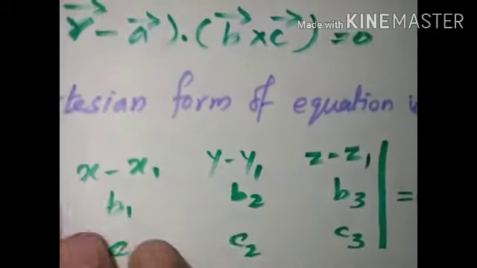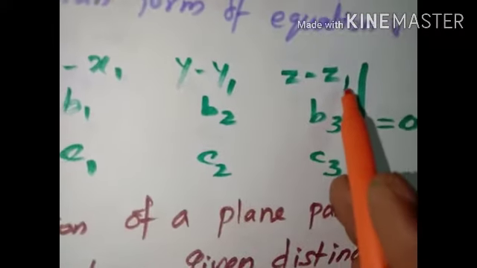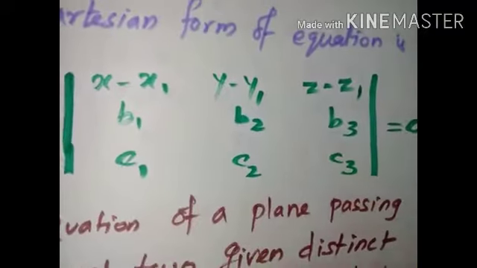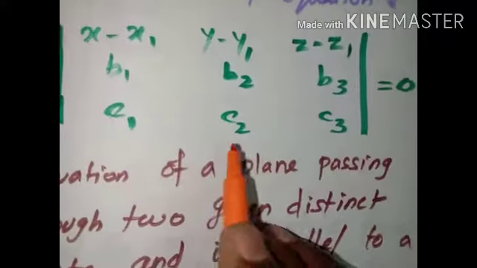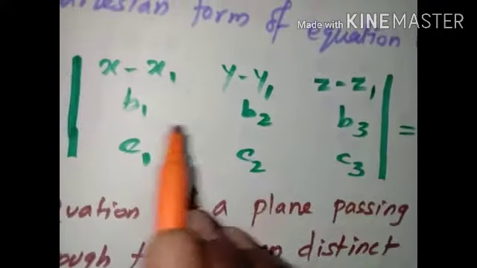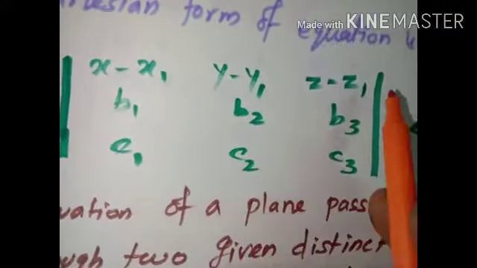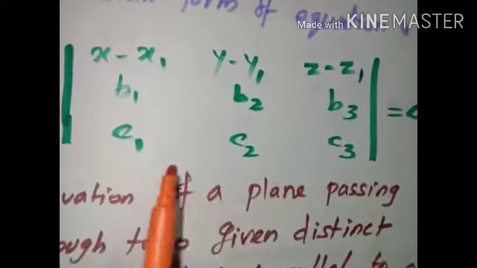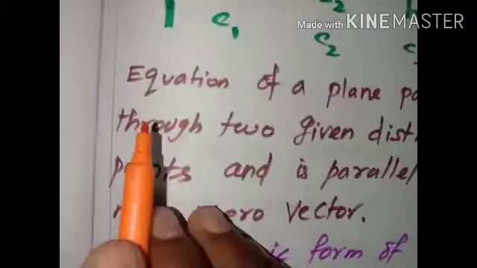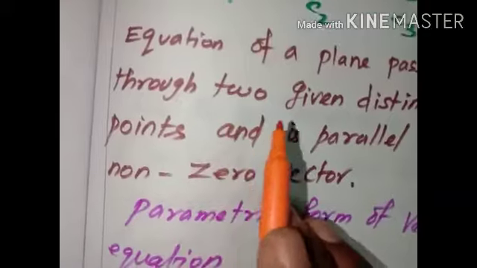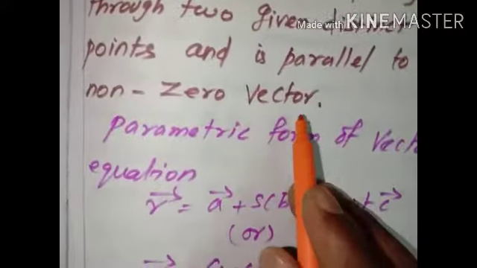And the Cartesian form of the equations: x1, y1, z1 is the given point, and b1, b2, b3 and c1, c2, c3 are the vector components. So the determinant of x minus x1, y minus y1, z minus z1; b1, b2, b3; c1, c2, c3 equal to 0. And next one, equation of a plane passing through the two given distinct points and parallel to a non-zero vector.